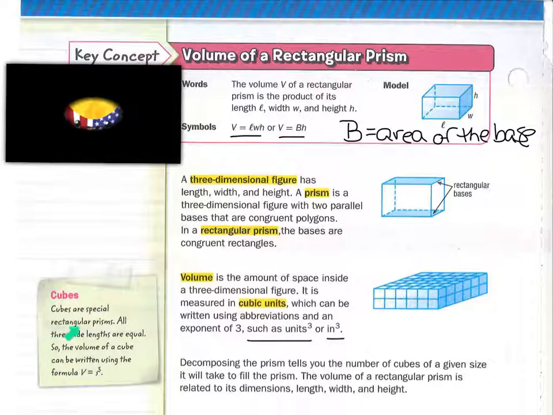Cubes are special rectangular prisms. All three side lengths are equal. So the volume of a cube can be written using the formula volume equals side cubed. That simply means that if you have a little cube, which is like a three-dimensional square, you take the side length and multiply it times itself 3 times. Side length to the third power.